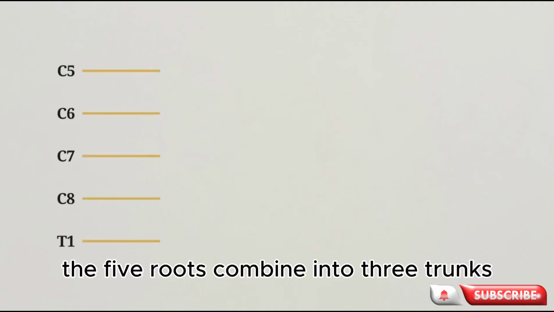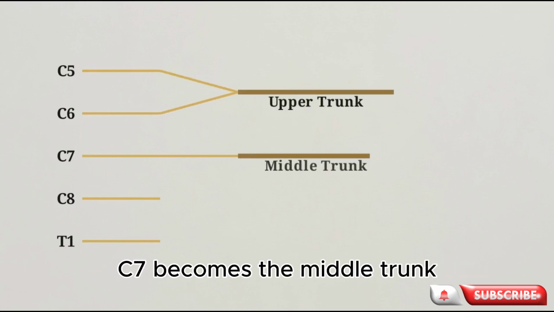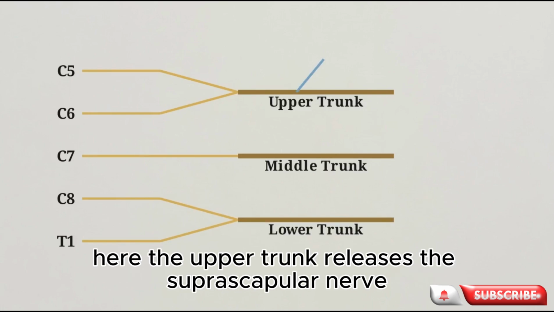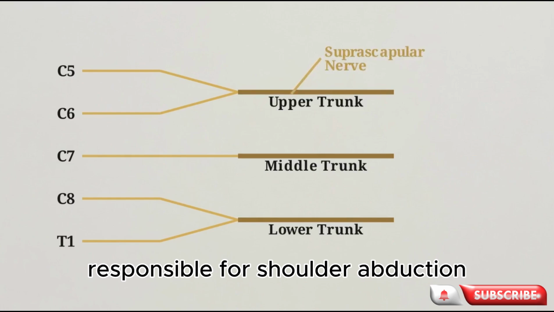Moving laterally, the 5 roots combine into 3 trunks. C5 and C6 merge into the upper trunk. C7 becomes the middle trunk. C8 and T1 form the lower trunk. Here, the upper trunk releases the suprascapular nerve, responsible for shoulder abduction.